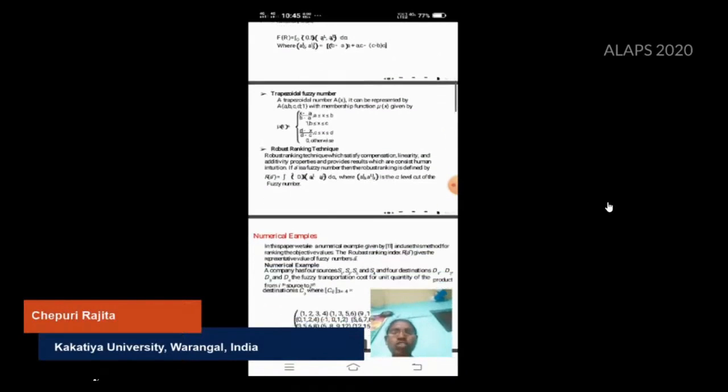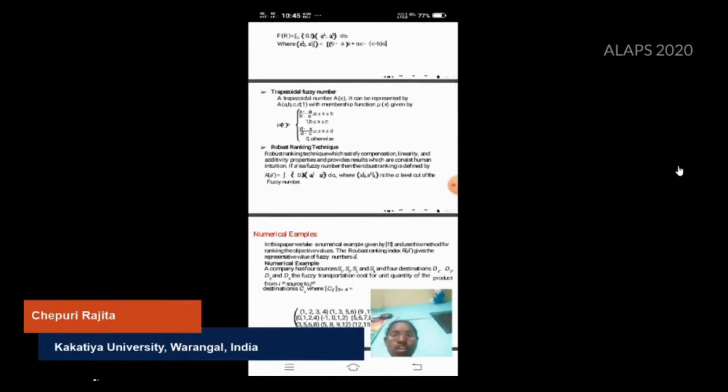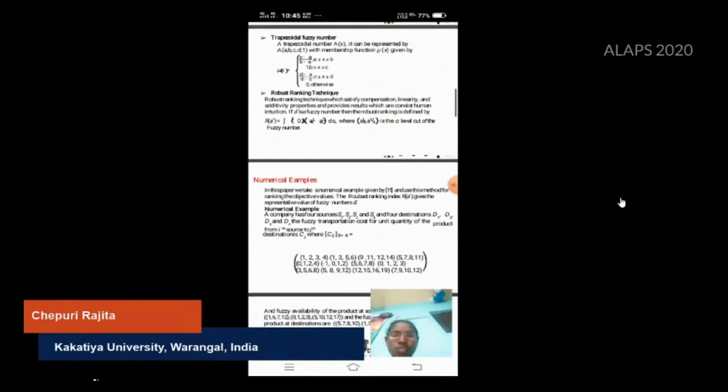Robust ranking technique. If A bar is a fuzzy number, then the robust ranking technique is defined by R of A bar equal to the integral from 0 to 1 of 0.5 times (A alpha power L, A alpha power U) d alpha, where alpha is the alpha level cut of the fuzzy number. Numerical examples.